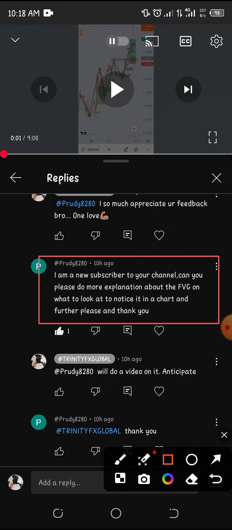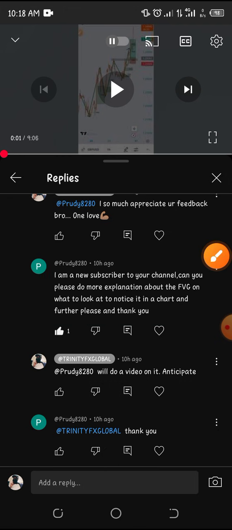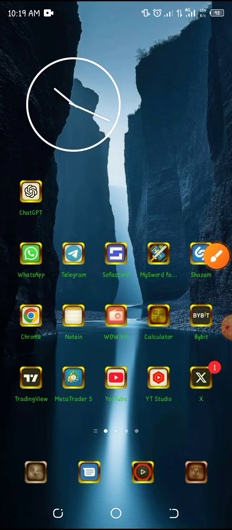So I think he's just saying I should do a video on how to apply the fair value gap indicator to my chart and how to apply it to my market analysis. I think that's what he actually meant. So I'm going to be going straight to my chart to show you the fair value gap indicator that I use and how I apply it to the chart for my daily analysis.